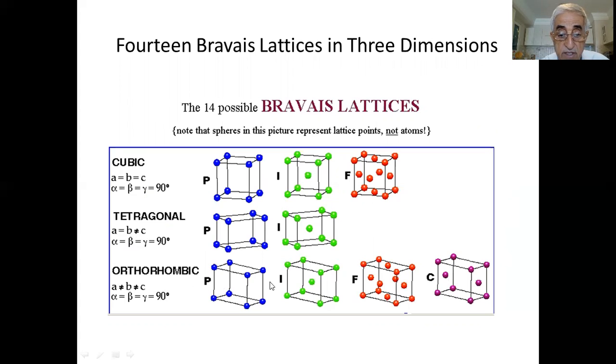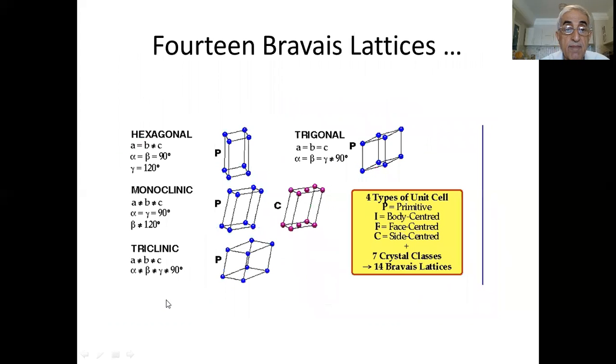Orthorhombic, in these 4 figures, P, I, F, C: a is not equal to b and not equal to c. Alpha, beta, and gamma, the angles, are all equal to 90 degrees. Hexagonal, in this figure, a equals b and is not equal to c. Alpha and beta are equal to 90 degrees, while gamma equals 120 degrees.